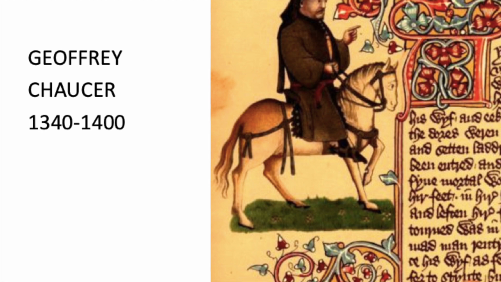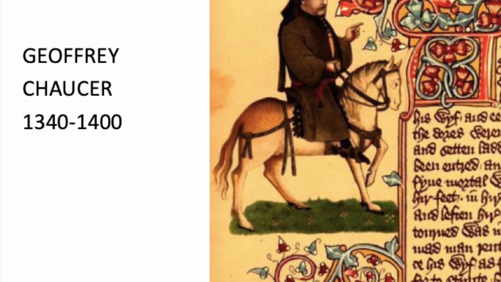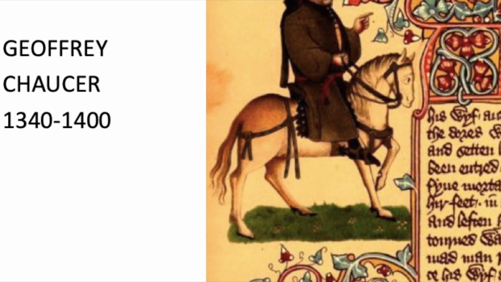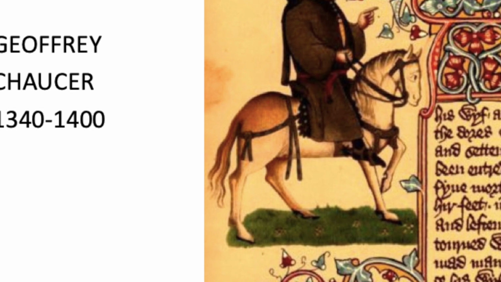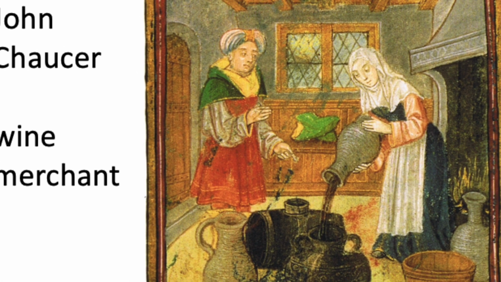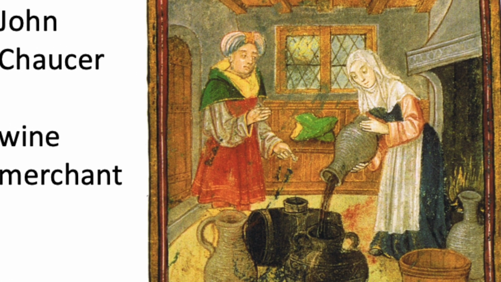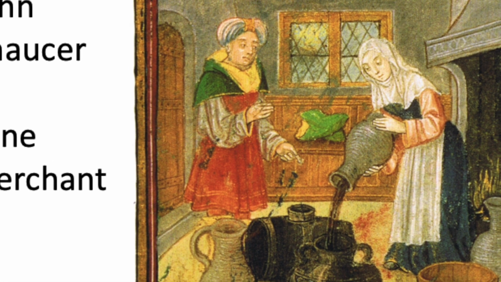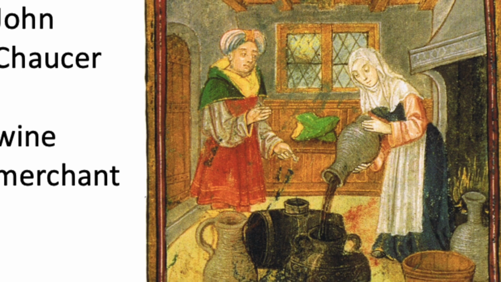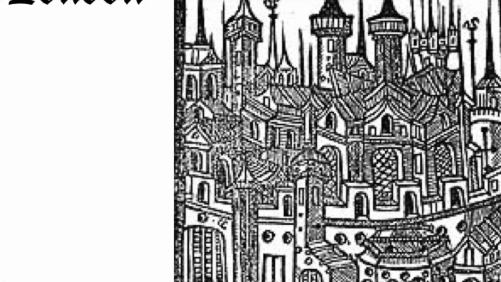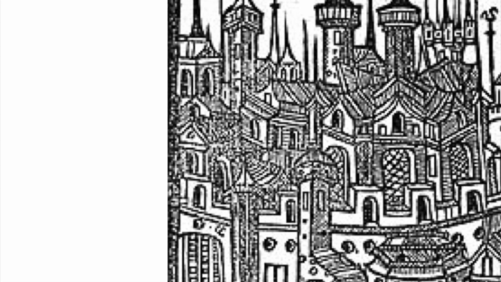All right, let's turn to other aspects of Chaucer's biography. Chaucer was born in 1340, again, this is the 14th century, to John Chaucer, who was a wine merchant. So his dad was a businessman, basically, a tradesman, and his father lived and worked in London. Chaucer grew up in London and spent most of his time in London.